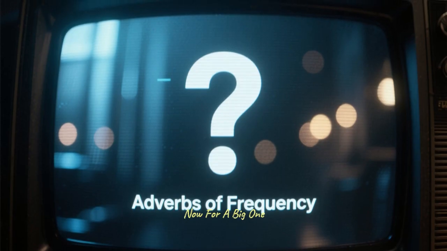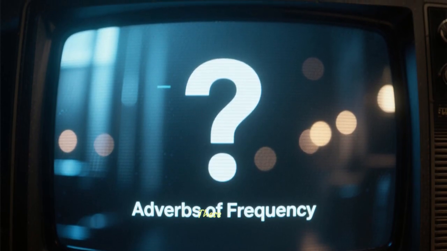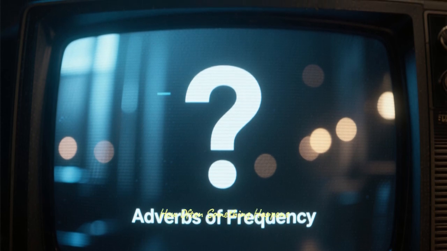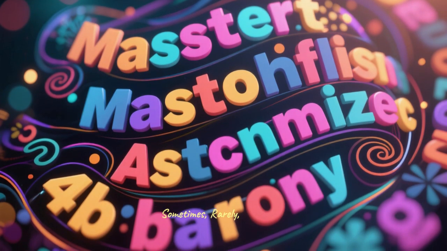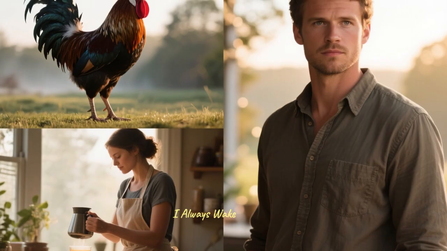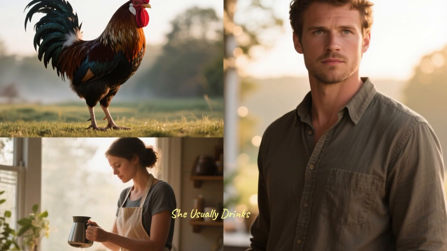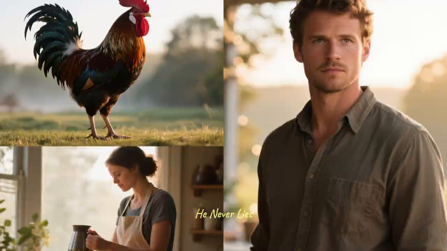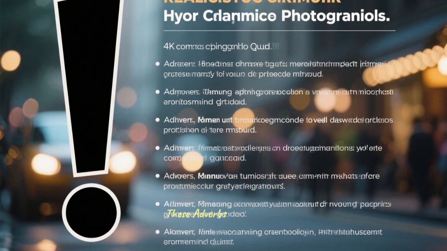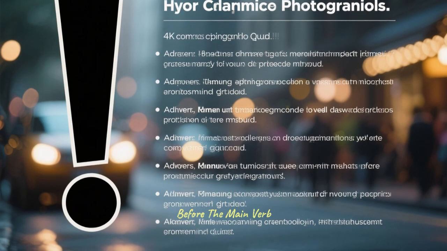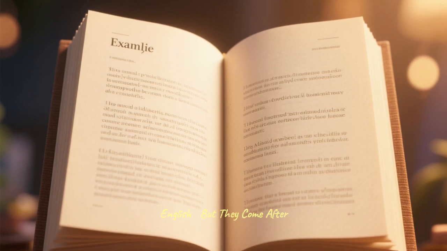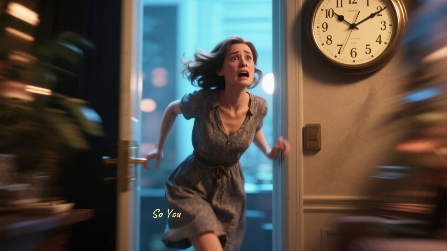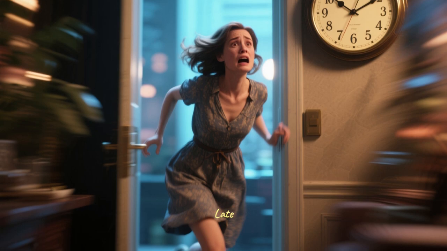Now for a big one, adverbs of frequency. These tell us how often something happens. Words like always, usually, often, sometimes, rarely, and never. I always wake up early. She usually drinks coffee. He never lies. Here's a key rule. These adverbs usually come before the main verb. For example, I always study English, but they come after the verb to be. So you would say, she is always late.